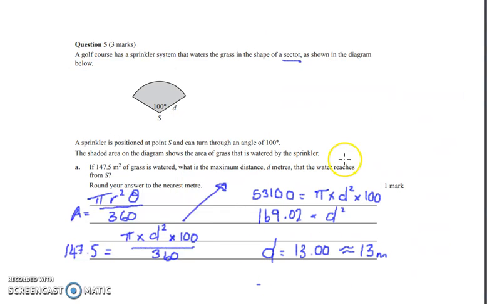Hopefully this has helped you with this type of question for area of a sector.